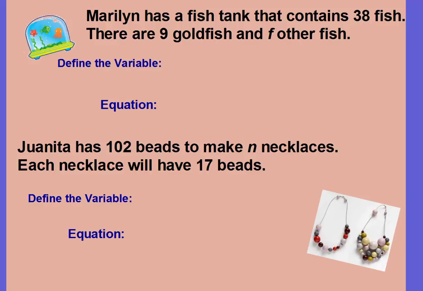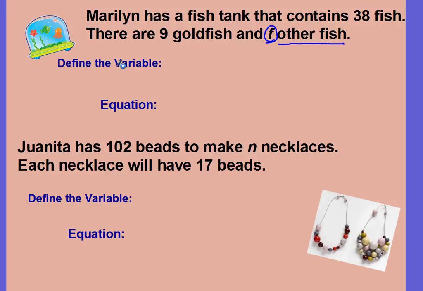Maryland has a fish tank that contains 38 fish. There are 9 goldfish and F other fish. So they've already given us a variable. They're saying to use F. And what does the F represent? The other fish. This is the unknown.